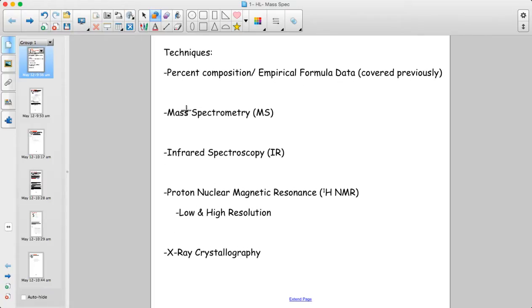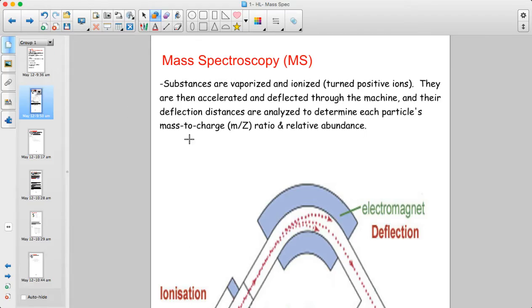There's also going to be the mass spectrometer, infrared spectroscopy, proton nuclear magnetic resonance, or HNMR, both low and high resolution for the HL class. And we're going to look very briefly at a technique called X-ray crystallography. This video, however, is focused on the mass spectrometer or mass spectroscopy.